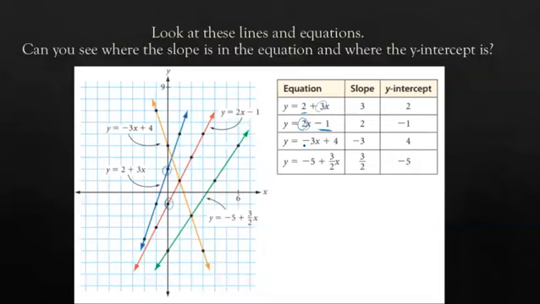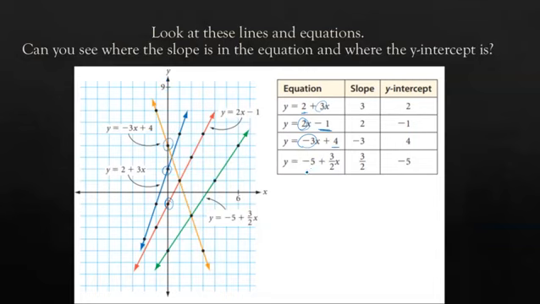Our third line, negative 3x plus 4. The slope is negative 3, and the y-intercept is 4. That is the yellow line. You can see that it goes downhill from left to right. Because of that negative slope, it's going to go down. And it intersects the y-axis at 4.